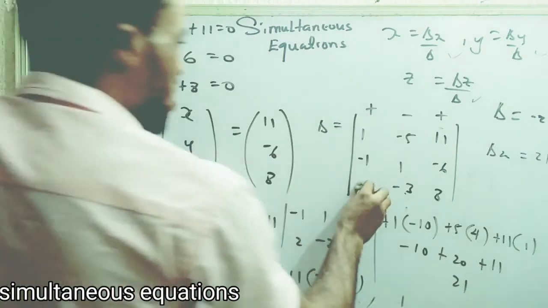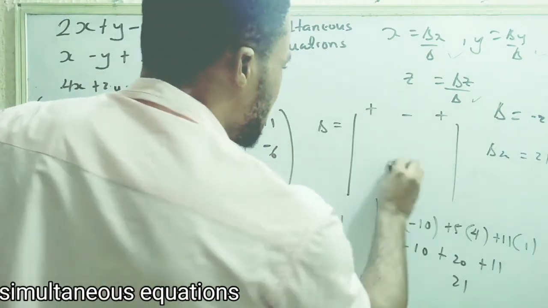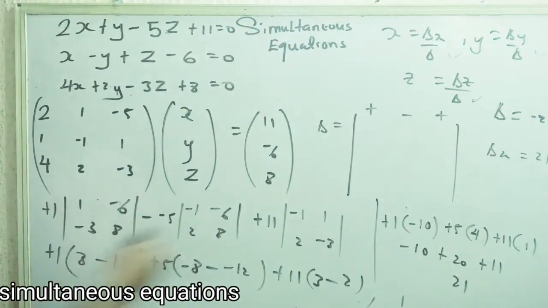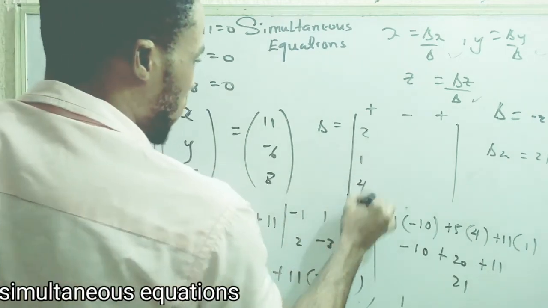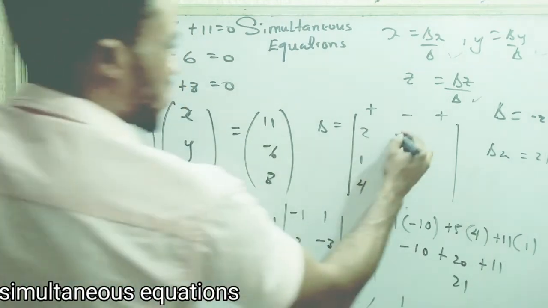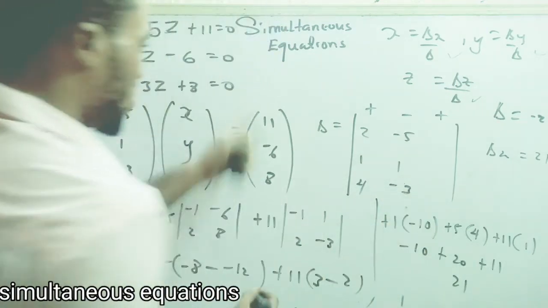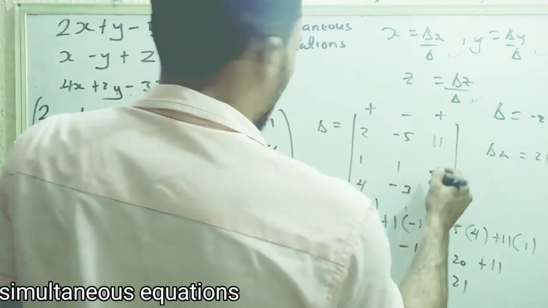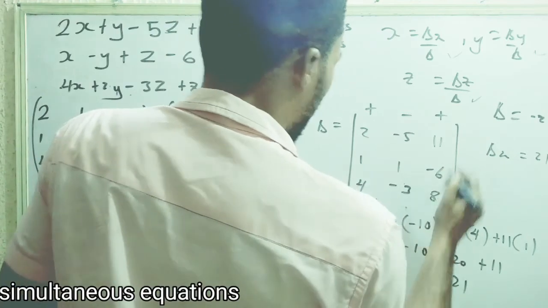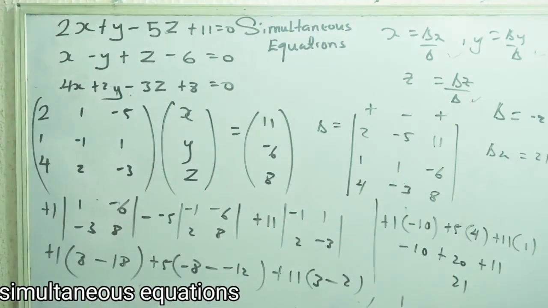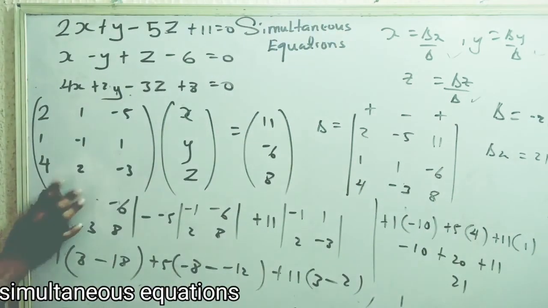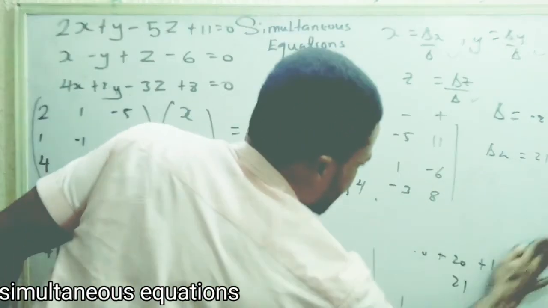So if that is true, let me clean this again. Then the first digit here is what? Okay, I have 2, 1, 4. Push this one over, I have minus 5. Then I have 1, minus 3. Then repeat the last column, I have 11, minus 6 and 8. Then I will repeat the same process again.